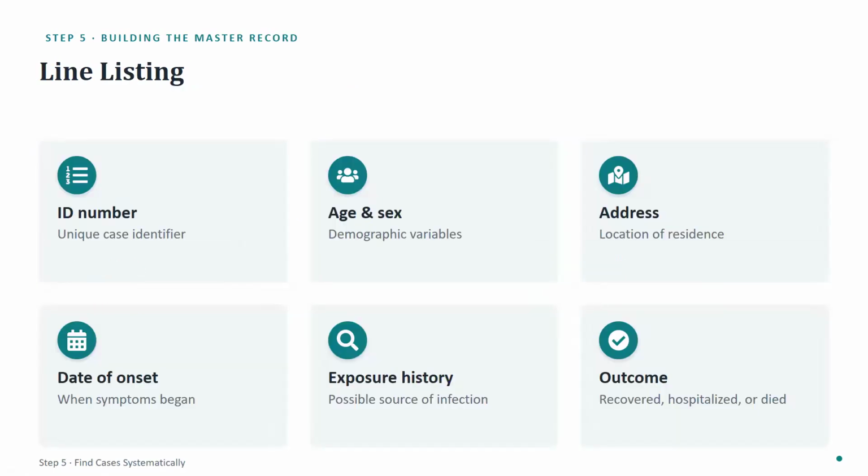Then line listing, where this is actually a table which includes the ID number, which is a unique case identifier, the age and gender, the demographic variables of the patient, address to map the cases according to their residence, the date of onset, that is when symptoms begin, the exposure history, which is the possible source of infection, and the outcome means the patient recovered, hospitalized, or died.